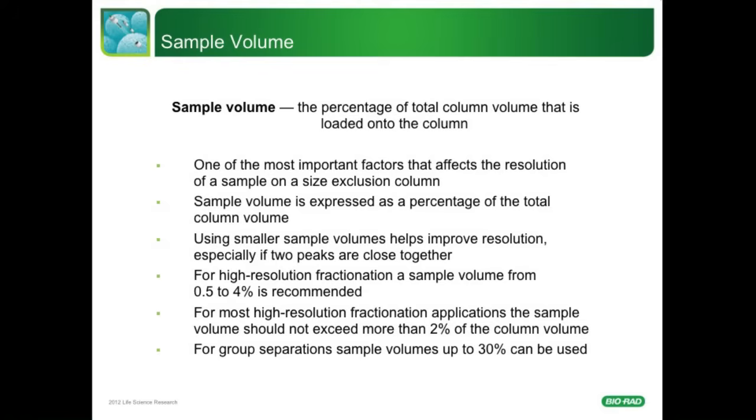Using smaller sample volumes helps improve resolution, especially if two peaks are close together. For high resolution fractionation, a sample volume of 0.5 to 4% is recommended. For most high resolution fractionation applications, the sample volume should not exceed 2% of the column volume, and 1% is ideal. For group separation, sample volumes up to 30% can be used.